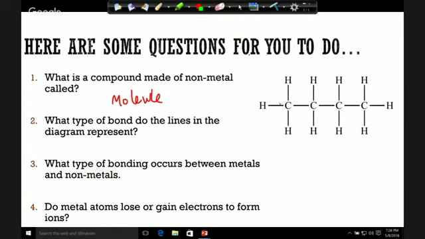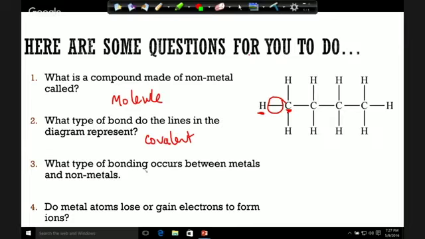I've seen this so many times. Yes, they are a single bond, but also because they are two non-metals bonding together, they also are a covalent bond. So you could put covalent or single covalent is fine.